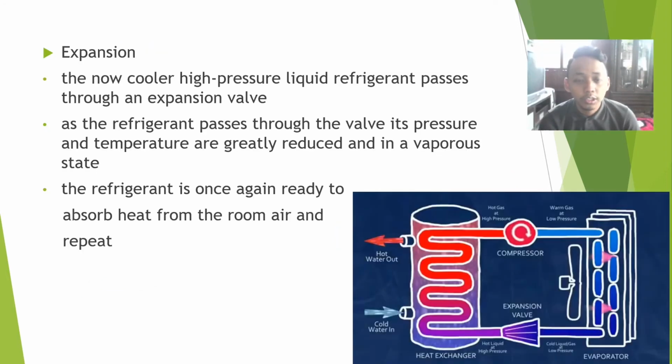Okay, the last one is expansion. Now the cooler high pressure liquid refrigerant passes through the expansion valve. As the liquid passes through the expansion valve, the pressure and the temperature are greatly reduced, and the liquid changes into a vapor state, and then it goes back to the compressor. The refrigerant is once again ready to absorb heat from the room air and repeat its cycle.